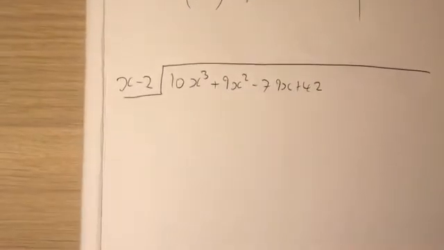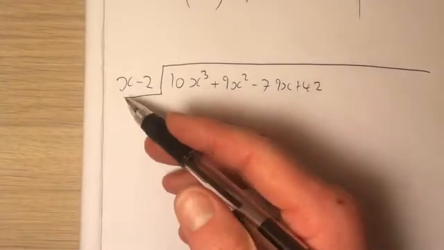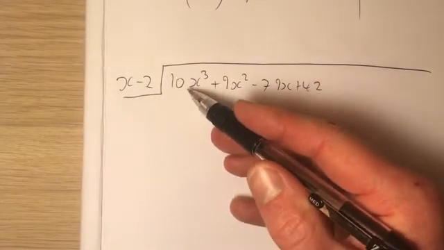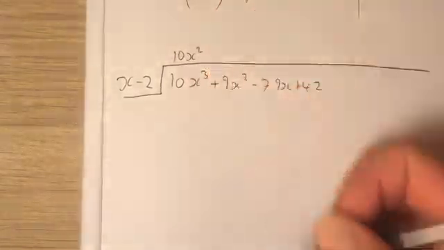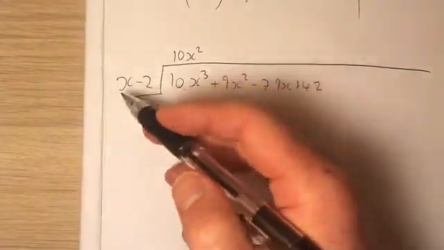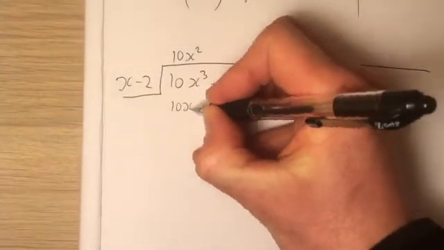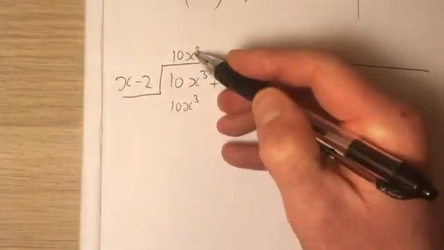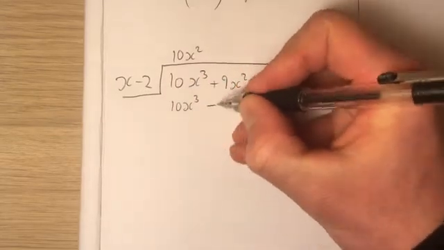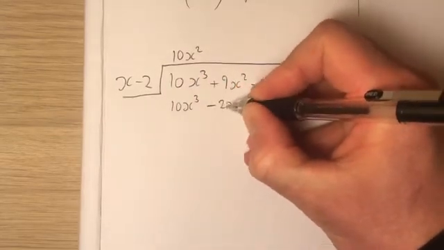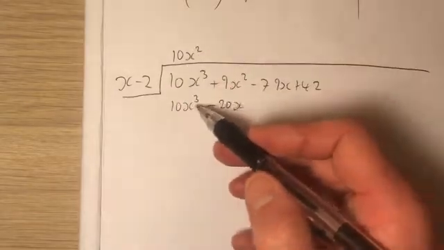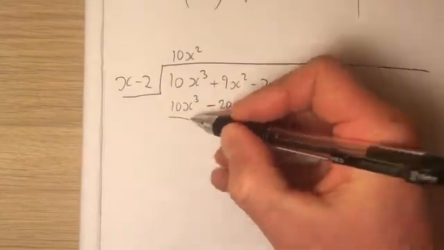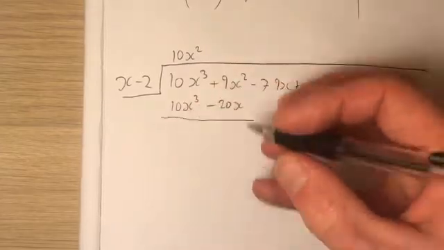Right, so how many x's go into 10x cubed? Well, that would be 10x squared. 10x squared times x is 10x cubed. 10x squared times negative 2 is negative 20x squared. So if I do this times this, I've already got this bit here. Let's take that away, what I've already got, and see what I'm left with.